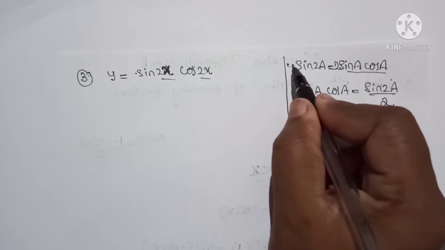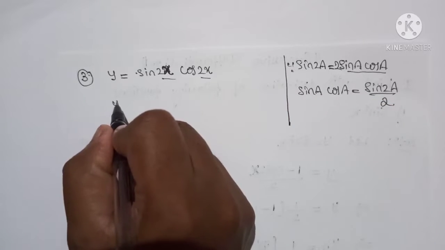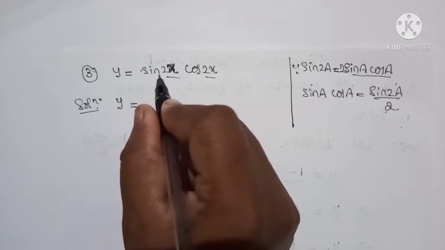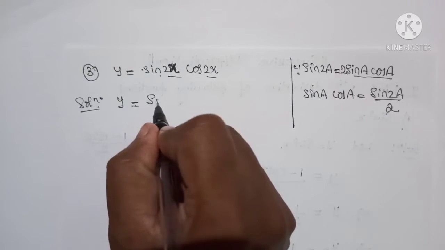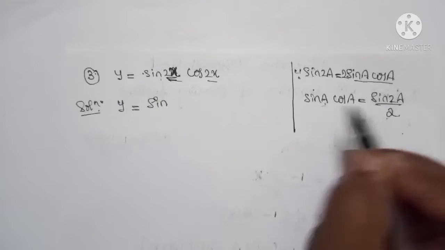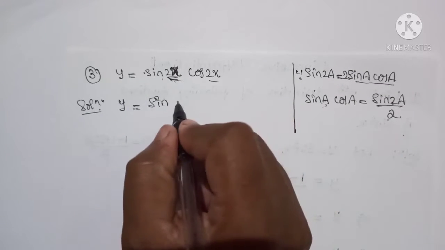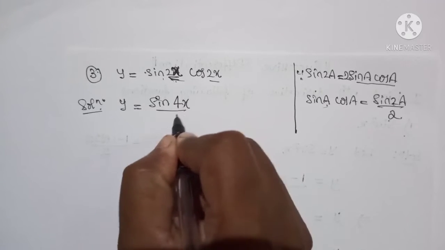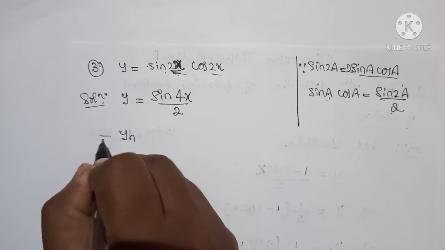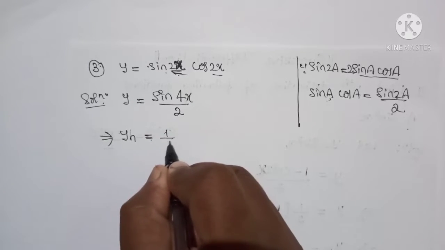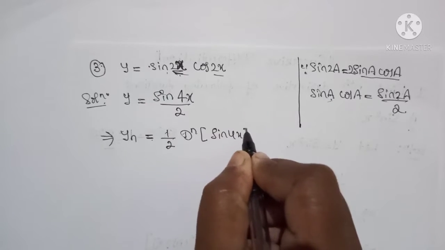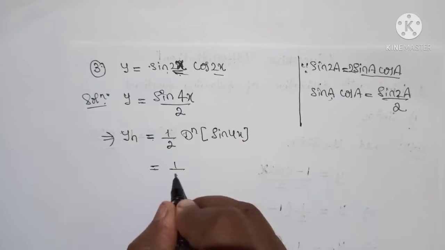we can write it as sine a into cos a equals sine 2a divided by 2. Using this formula, y can be written as sine of 2a, where the angle is already 2x, so we get 4x, divided by 2. So applying the nth derivative here, 1 by 2 is a constant, and the nth derivative of sine 4x, times 1 by 2.